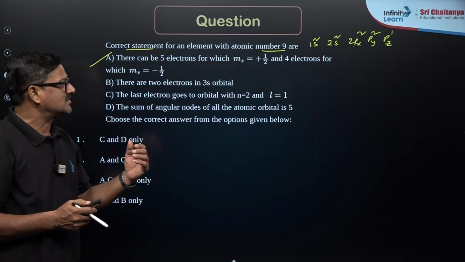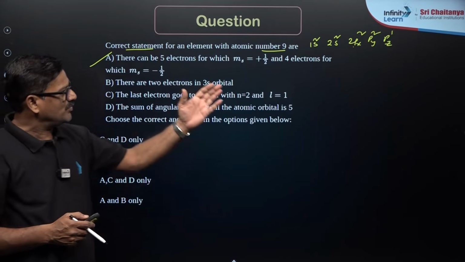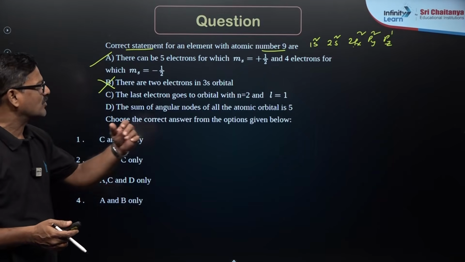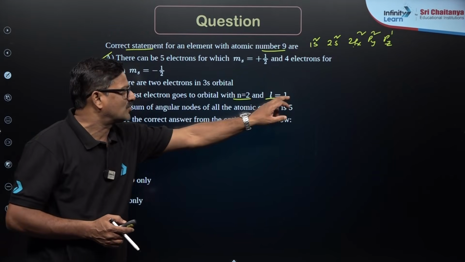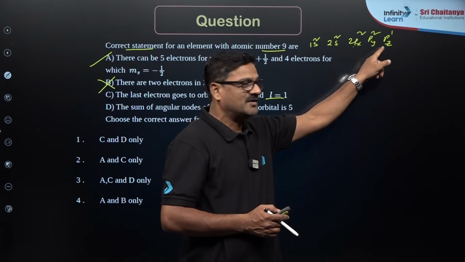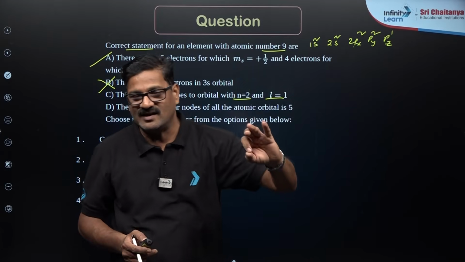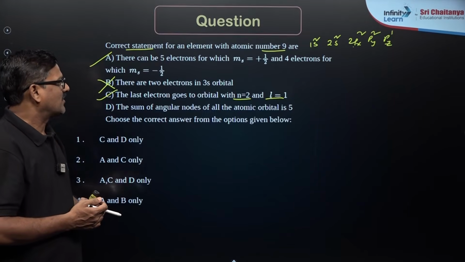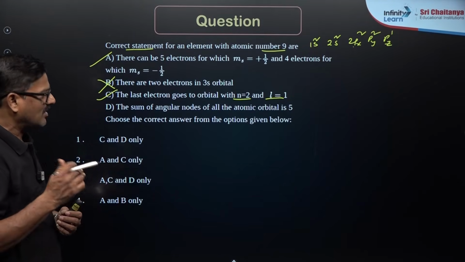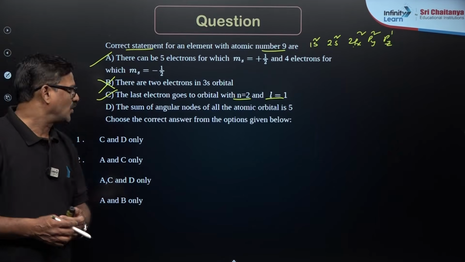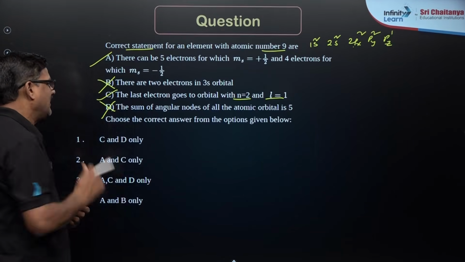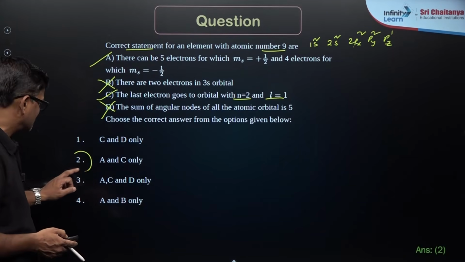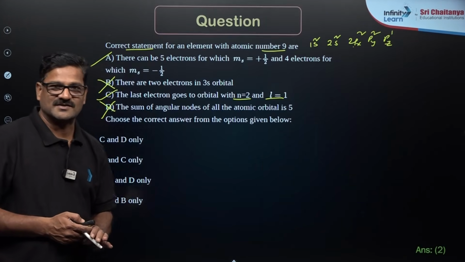There are 2 electrons in the 3s orbital. So there is no 3s electrons. And the last electron goes to the orbital n is equal to 2, l is equal to 1, the p orbital. It is a correct statement. The sum of angular nodes for all the atomic orbitals is going to be 1, which is not actually correct. And the answer for this is going to be A and C are the correct answers. So option 2 is the correct answer for this question.